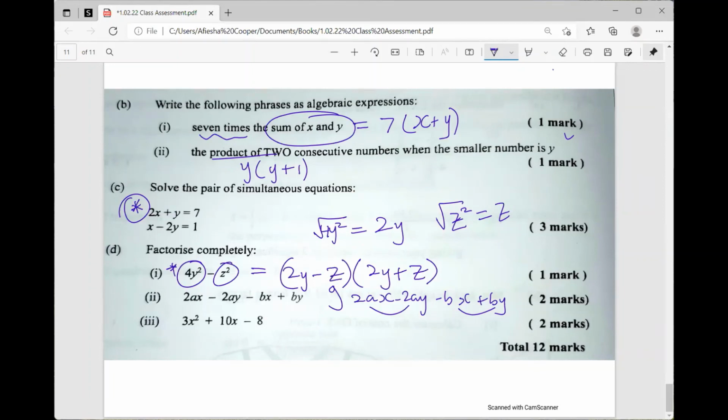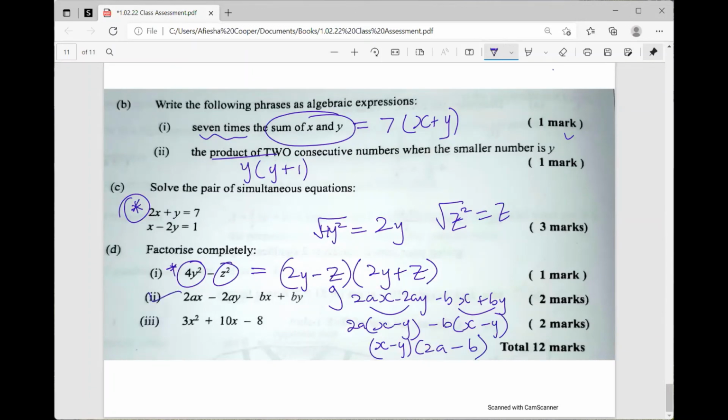So how to factorize this? 2ax minus 2ay. What's coming out? 2a, open brackets, x minus y. All right. What's coming out in the next one? Negative b, brackets x minus y. Very good. So you end up with x minus y by 2a minus b, and we're finished, right?